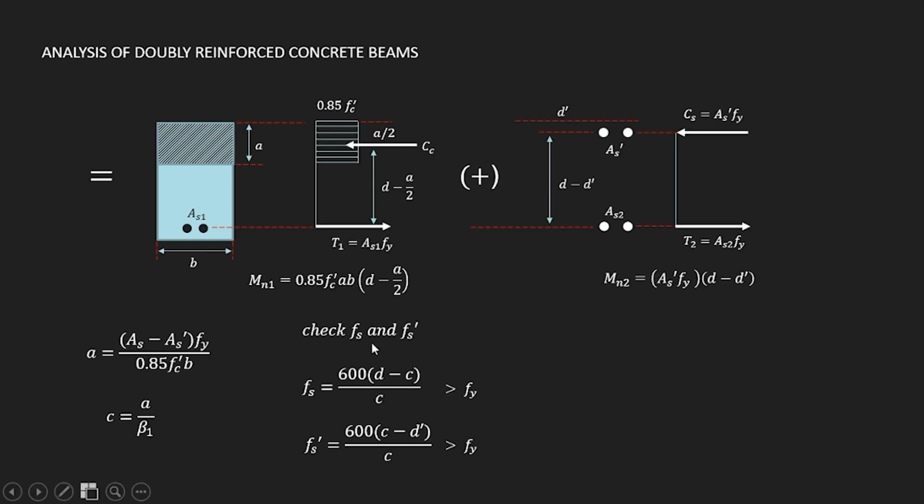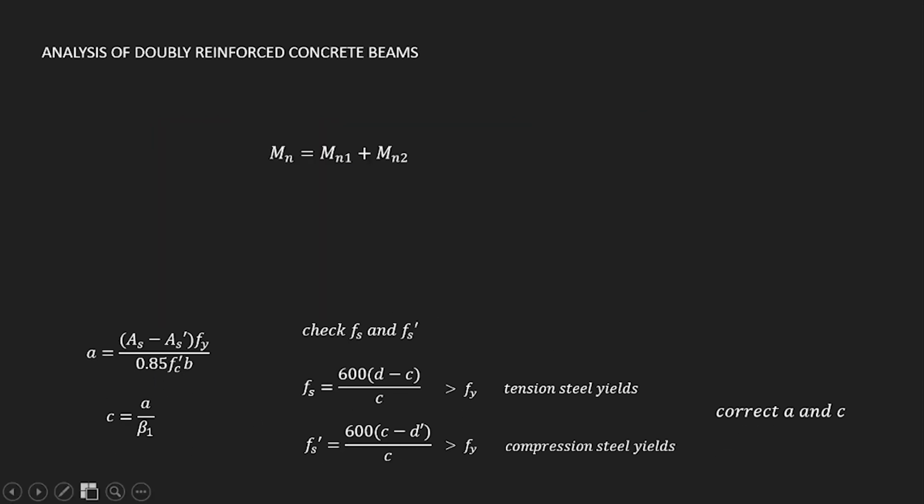Now, when we check the values for Fs and Fs prime using the values we got for A and C, if Fs is greater than Fy, it means the tension still yields. And if Fs prime is greater than Fy, it means the compression also yields. So it means our values for A and C are correct. Now, if our values for A and C are correct, we go straight to the formula for Mn, that is equal to Mn1 plus Mn2. We have Mn1 as 0.85 Fc prime AB times D minus A halves, and AS prime Fy times D minus A halves.